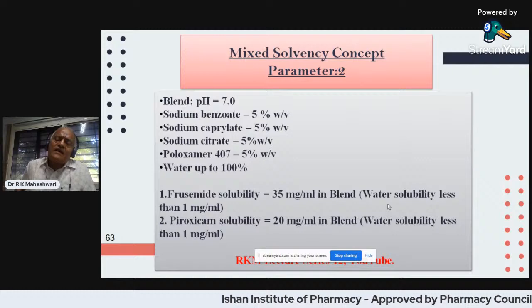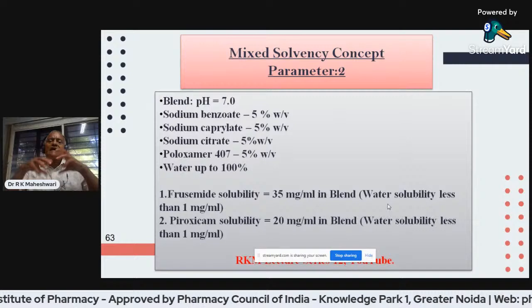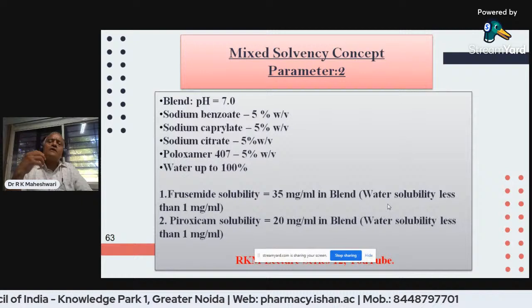So this is the second parameter: you make a concentrated solution using the safe use of the additives, and then you check the solubility of your polymer or solid drug, and when you find good solubility, you can utilize that for making its formulation. Now here, one example I would like to mention.